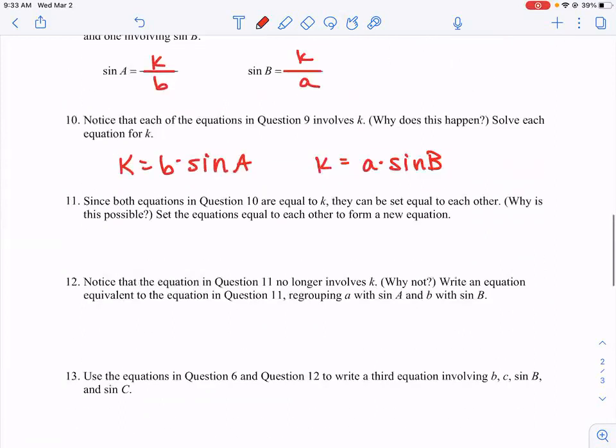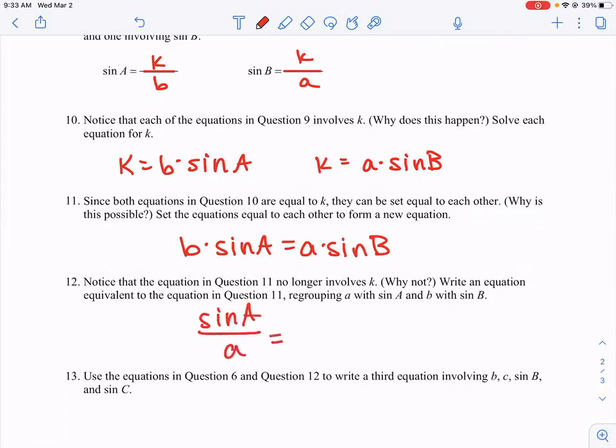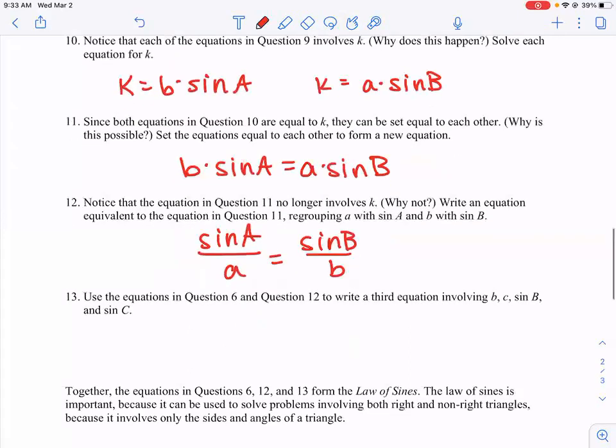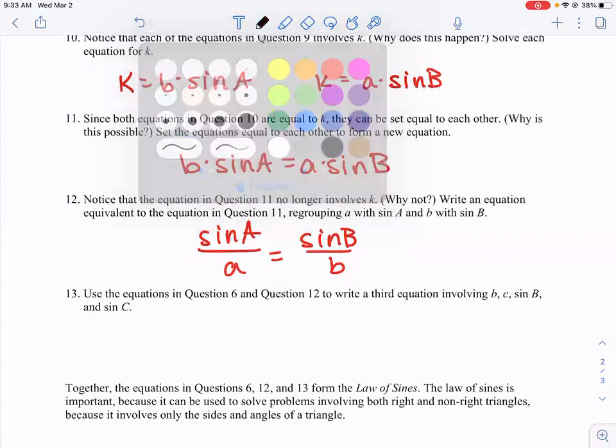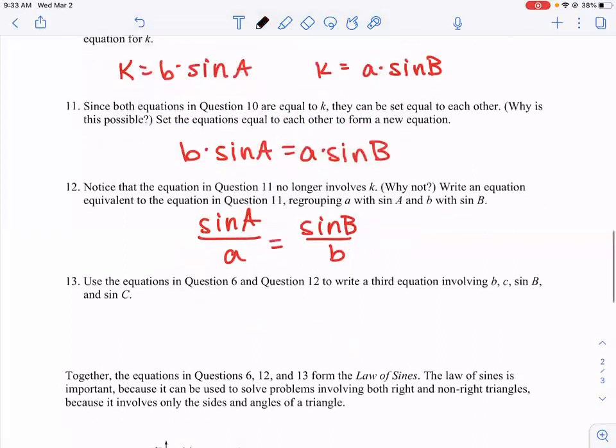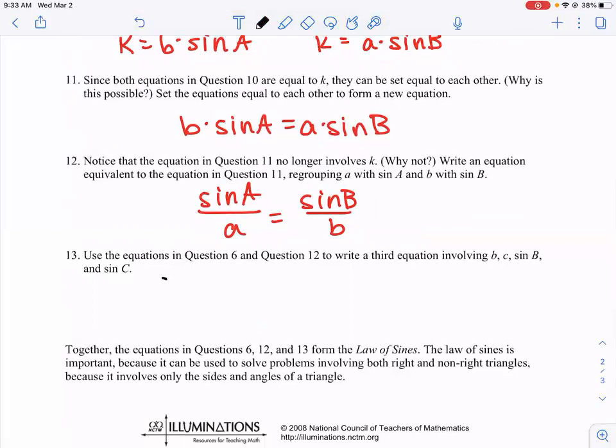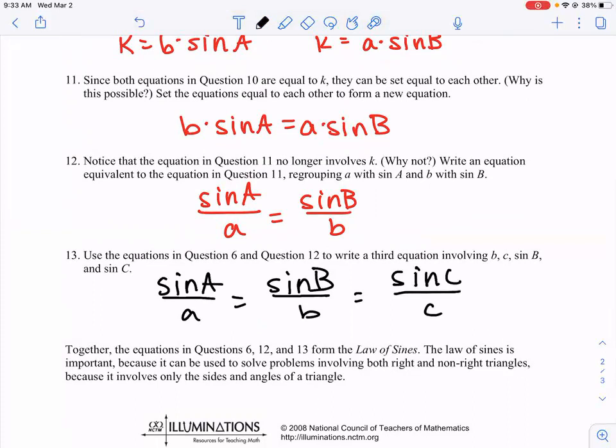We can set our K's equal to each other. And we can move the A over to be with sine of A and the B over to be with sine of B. And hey, on the first page, didn't we have the sine of A over A equals the sine of C over C? So by the transitive property, we have the sine of A over A equals the sine of B over B equals the sine of C over C. And this is what we call the law of sines.